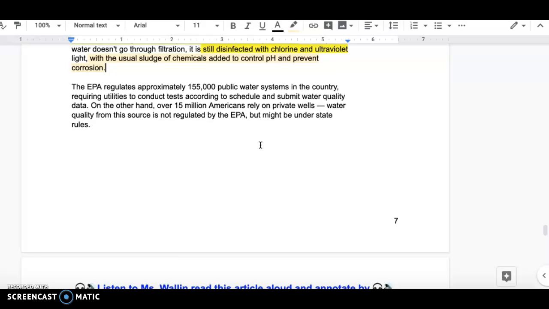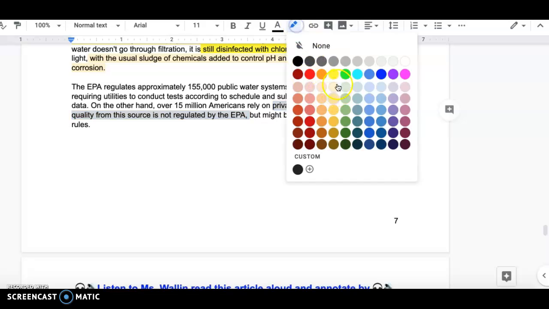The EPA regulates approximately 155,000 public water systems in the country, requiring utilities to conduct tests according to schedule and submit water quality data. On the other hand, over 15 million Americans rely on private wells. The water quality from this source is not regulated by the EPA, but it might be under some state rules.